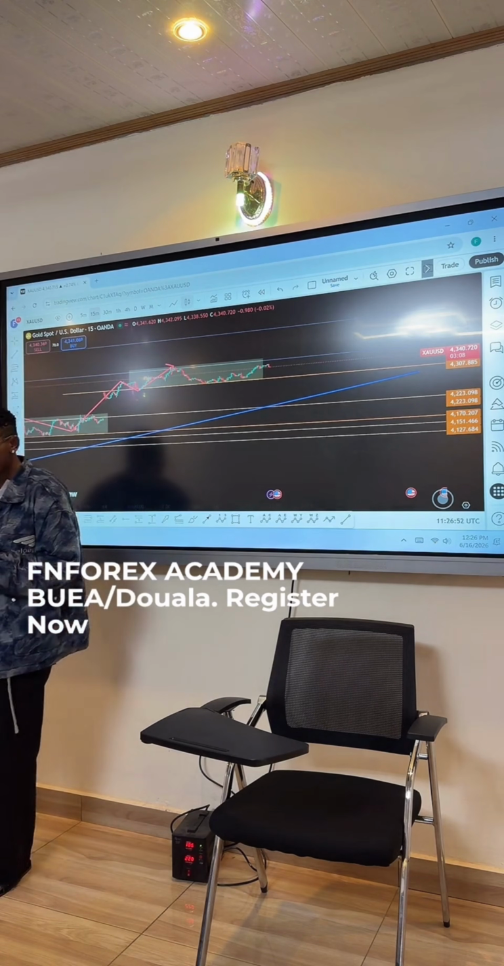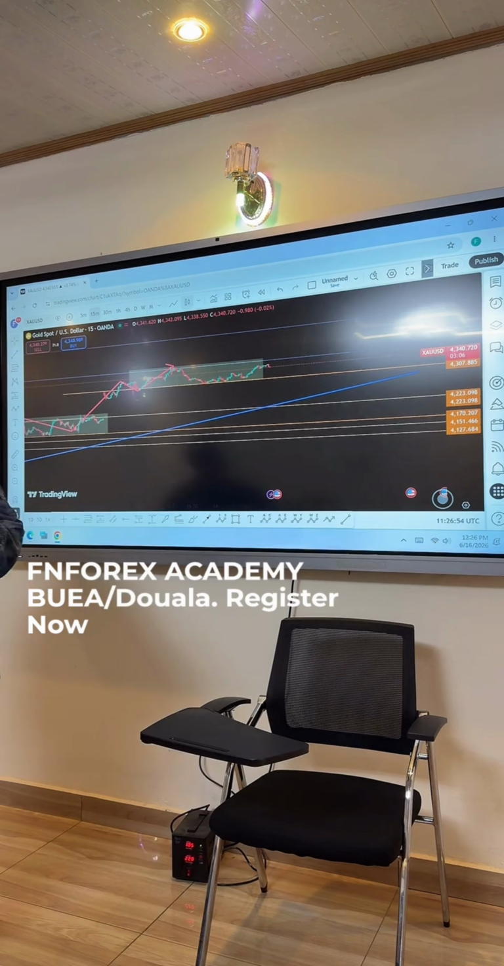Mr. Logic, where do we have entries in an uptrend? In an uptrend, we have entries on the higher low. Higher low, good. In a downtrend? Lower high.